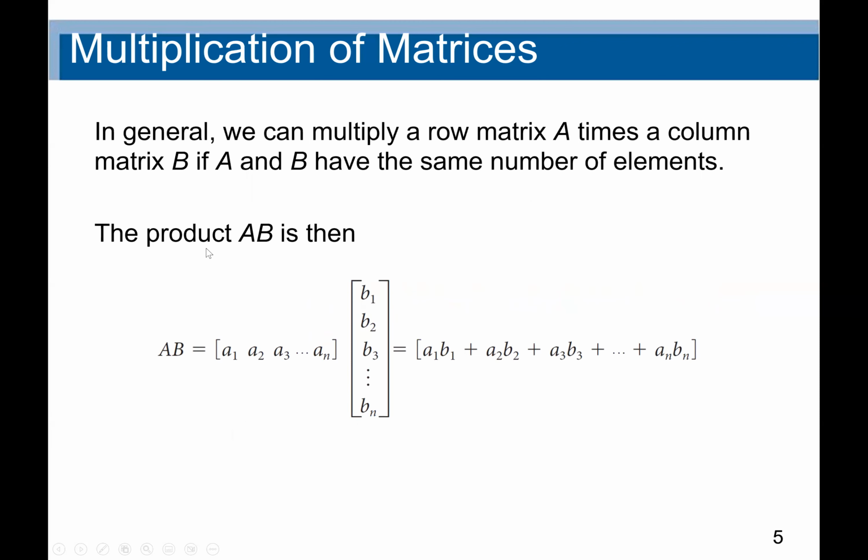So this is the rule for the product of A and B. We have matrix A with elements from A1 to AN and matrix B with elements from B1 to BN. We multiply A1 by B1 plus A2 by B2 plus A3 by B3 up to AN by BN, then sum all together. Again, the number of columns in the first matrix should be the same as the number of rows in the second matrix. Otherwise, we cannot do the multiplication.